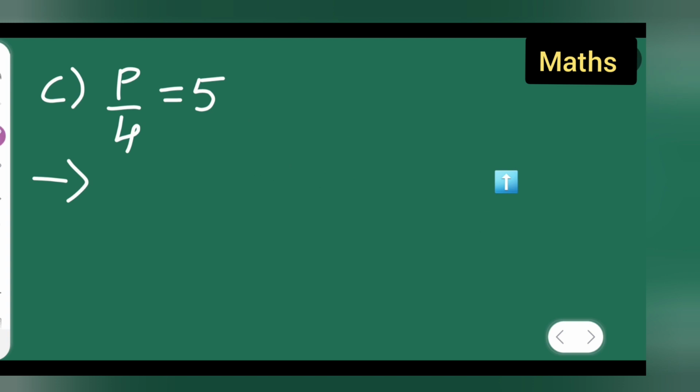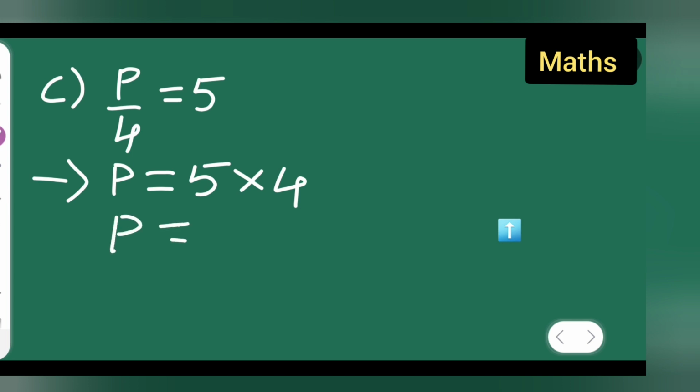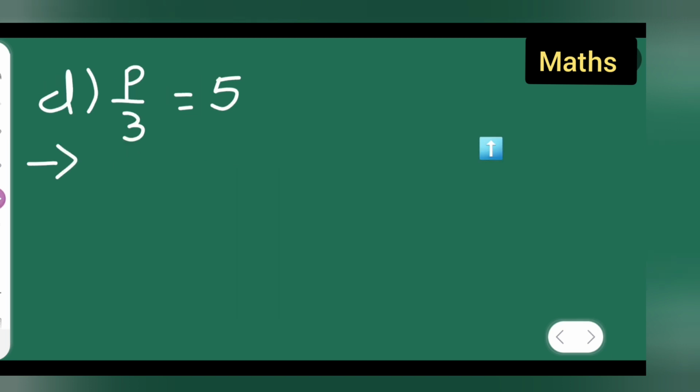So what you'll have to do with this? P is equal to 5 multiplied with 4. P is equal to 5 is given, right? Multiplied with 4. So write this P is equal to 5 as it is. Take this 4 here. So it will become multiply by 4. So P is equal to 5 fours are, you will get 20. Okay, next moving further. Take down this question. P upon 3 is equal to 5.